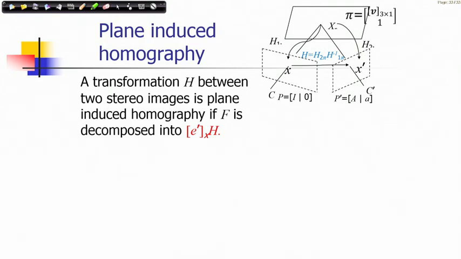Using this particular fact, we can say that a transformation H between two stereo images is a plane induced homography, if you say in the other way, that a fundamental matrix can be decomposed into this form. We know E prime cross H. E prime is the epipole, the right epipole, and the cross product of the right epipole with the matrix is a matrix operation. Basically, this E prime cross is an equivalent matrix which is representing that operation. That itself will give you F.